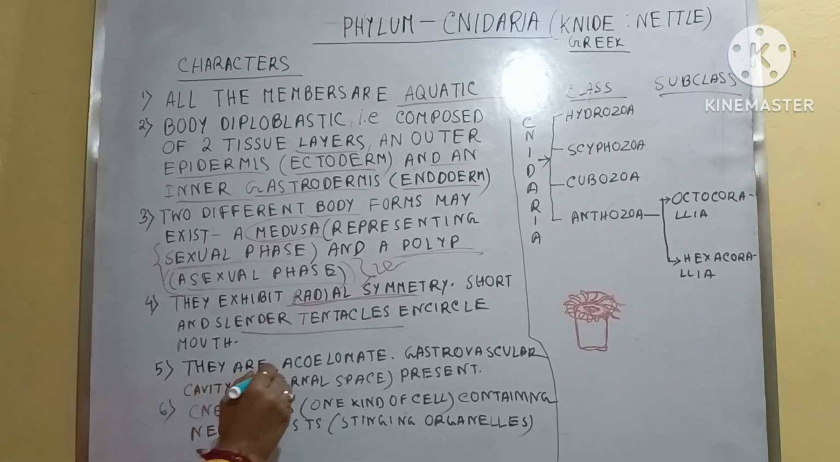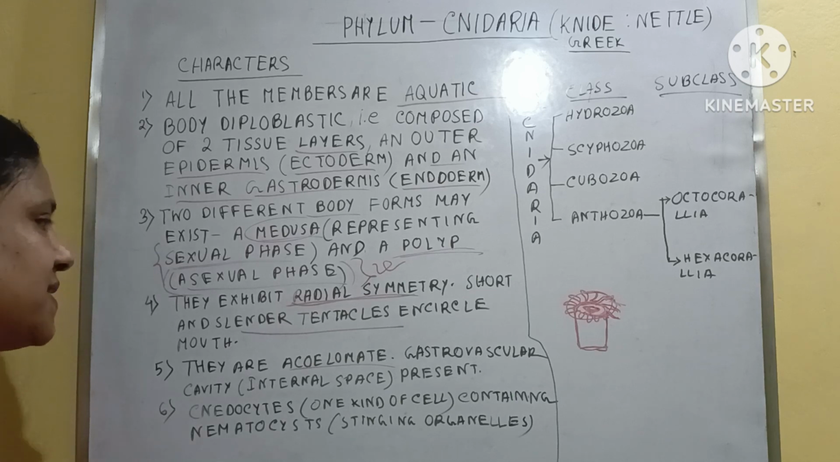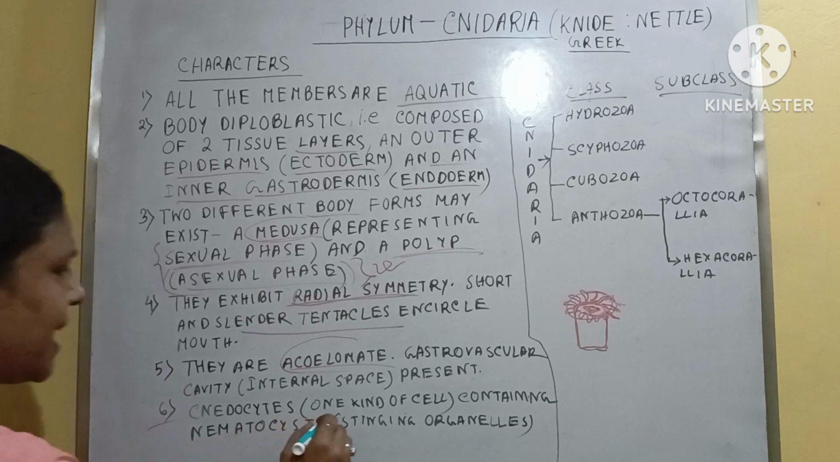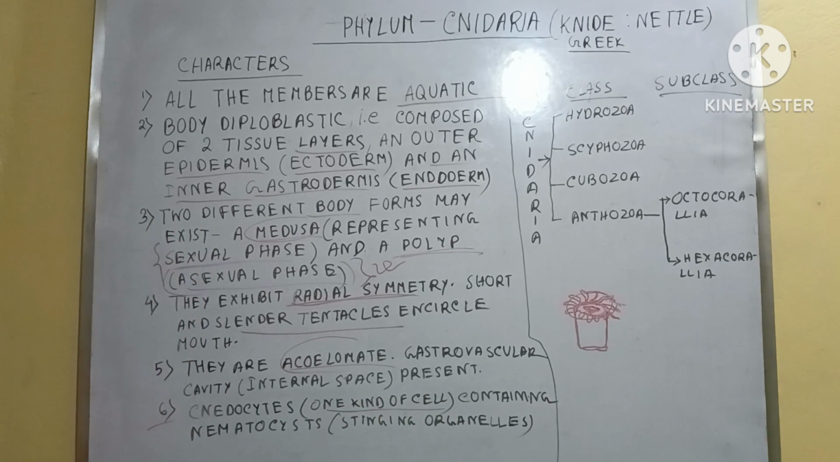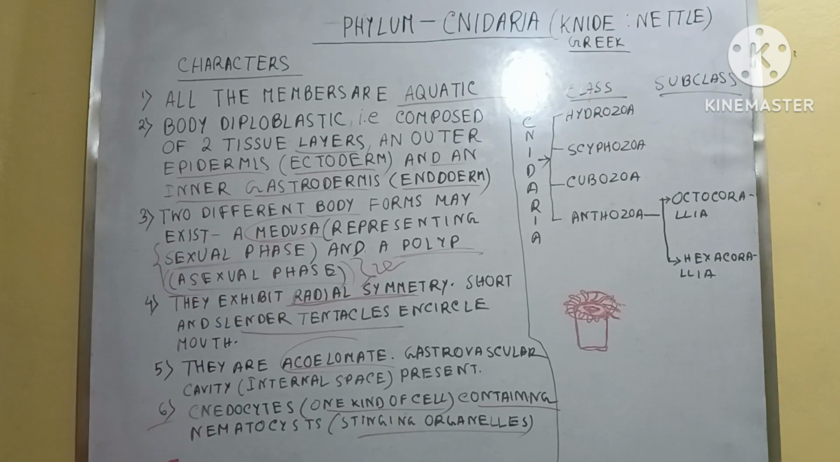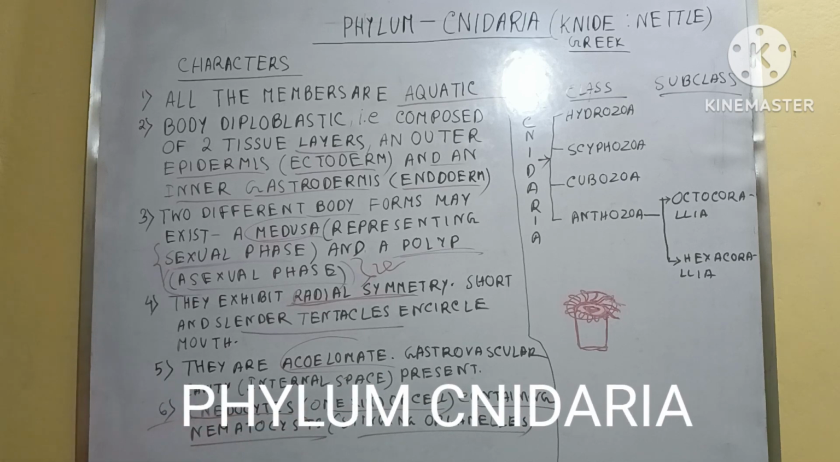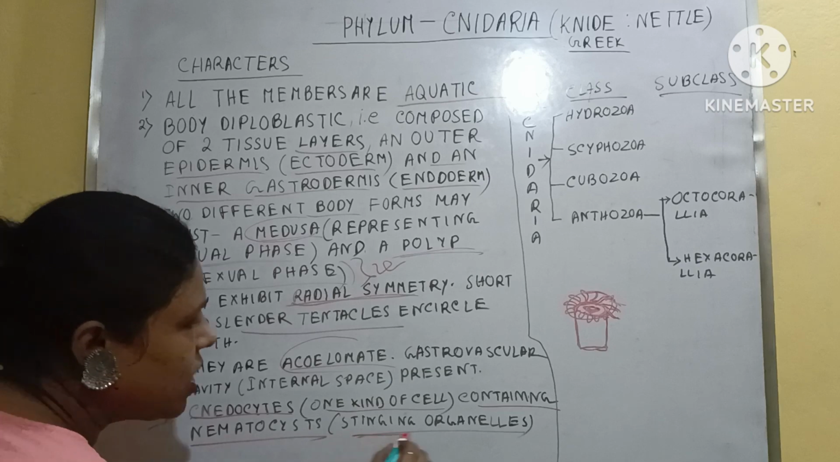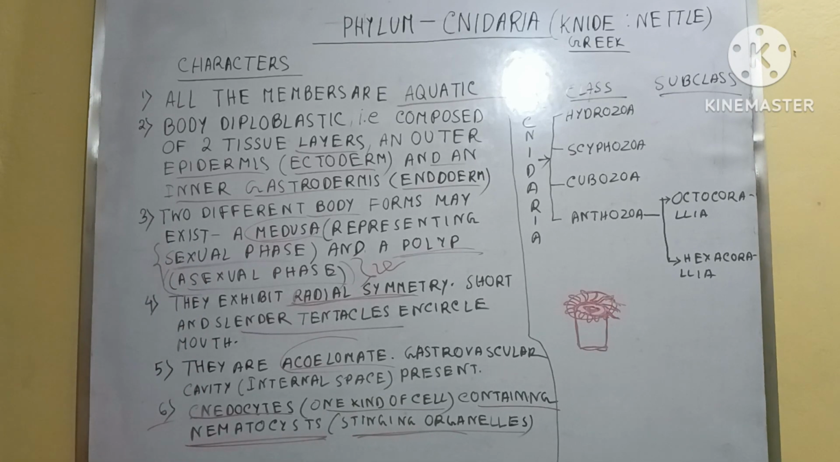The fifth one is that they are acoelomate. Acoelomate means no body cavity or coelom is present. The sixth one is the cnidocytes, a kind of cell present in their body, containing a stinging organelle which is known as the nematocyst. So these are the main characteristic features of Cnidaria.